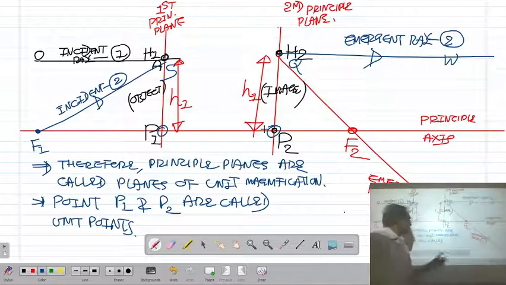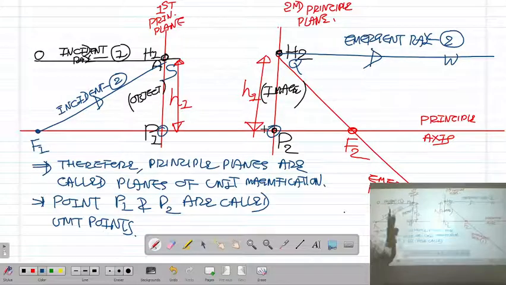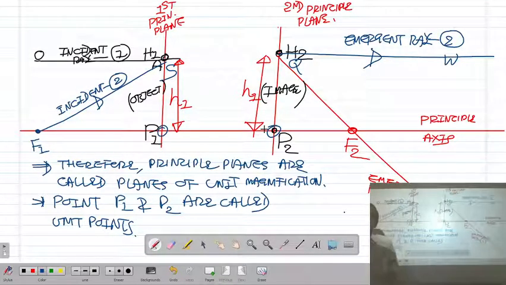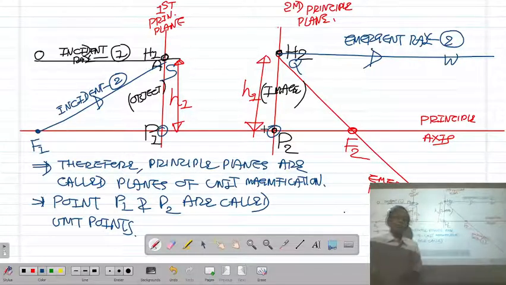So we stop here. Today we have studied 4 points: first focal point f1, second focal point f2, first principal point p1, second principal point p2. Next lecture we will discuss nodal points and then see how the image is constructed using these 6 cardinal points.